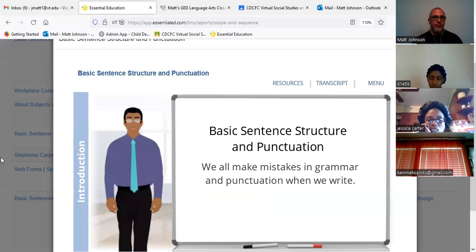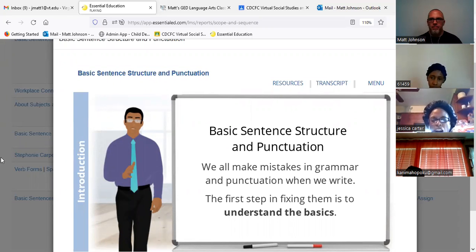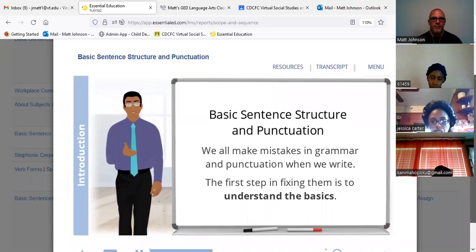Let's take a look. We all make mistakes in grammar and punctuation when we write. The first step in fixing them is to understand the basics. What is a sentence? How do you construct and punctuate a sentence correctly? You'll understand a lot of this basic information intuitively. Sentences sound wrong when the basic grammar is wrong, but the better you understand the basics intellectually, the easier it'll be to find and fix more subtle errors. And of course, anyone can make a small mistake in word order, and sometimes small mistakes make a big difference.